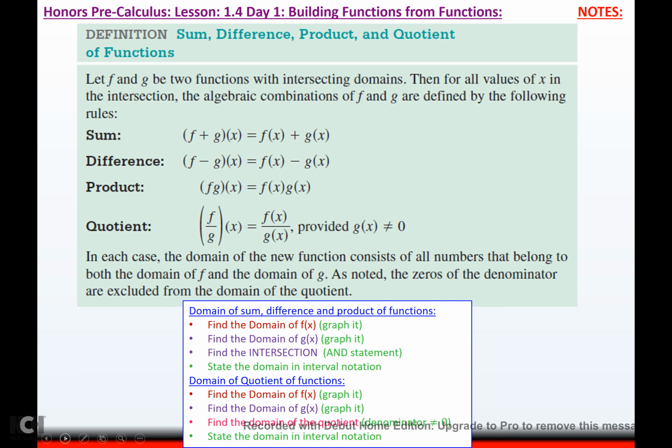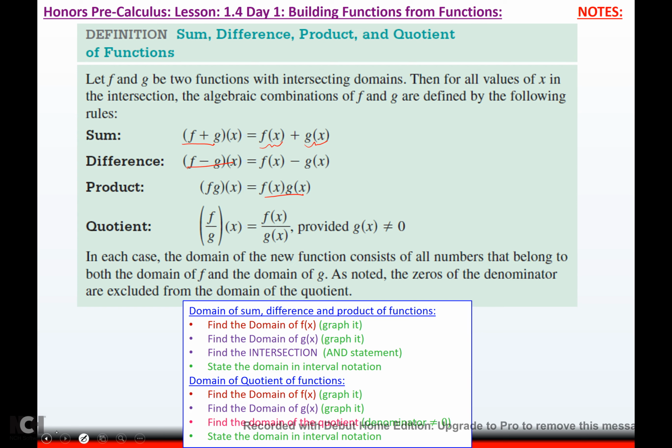If you add two functions together, it's the same as saying the f function plus the g function, basically combined like terms. Same with the difference. Product, same thing. Quotient, same thing. In each case, the domain of the new function consists of all numbers that belong to both the domain of f and the domain of g. As noted, the zeros of the denominator are excluded from the domain of the quotient.